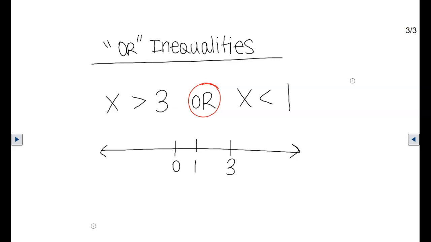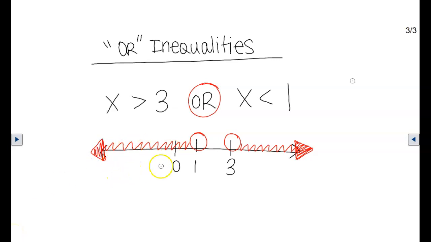All right, so let's think about numbers that are greater than 3. That would be an open circle, and then it would be all of the numbers to the right of that. And I would have to fill in that arrow. So 4 would work in this statement because 4 is greater than 3 or 4 is less than 1. It's greater than 3. It did one of the two things, so I'm good to go. x less than 1. That's an open circle on 1. And then I would shade to the left and fill in this arrow.